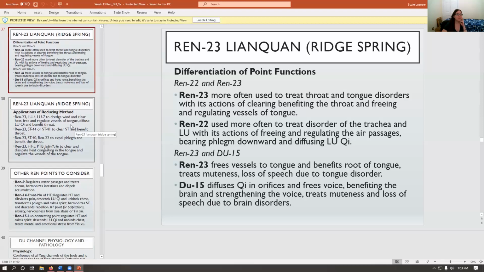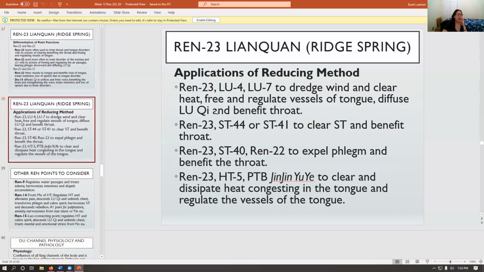All right, so point combinations here with Ren 23. I'm not going to go into any of these. You know where this is going at this point, right? We're going to slap Ren 23 on top of other point combinations when they have to do with either issues of the throat or the tongue.